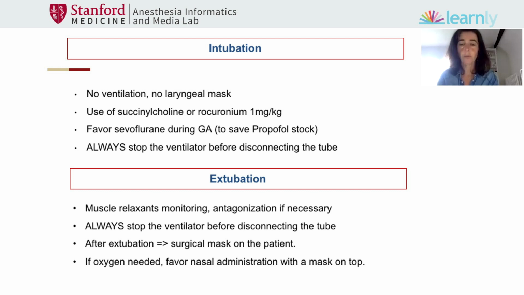So we antagonize the muscle relaxants that we've been using. And one more time, we always stop the ventilator before disconnecting the tube. There's only two persons in the room, the anesthesiologist and the nurse anesthetist, fully equipped. And after extubation, we immediately put a surgical mask on the patient.